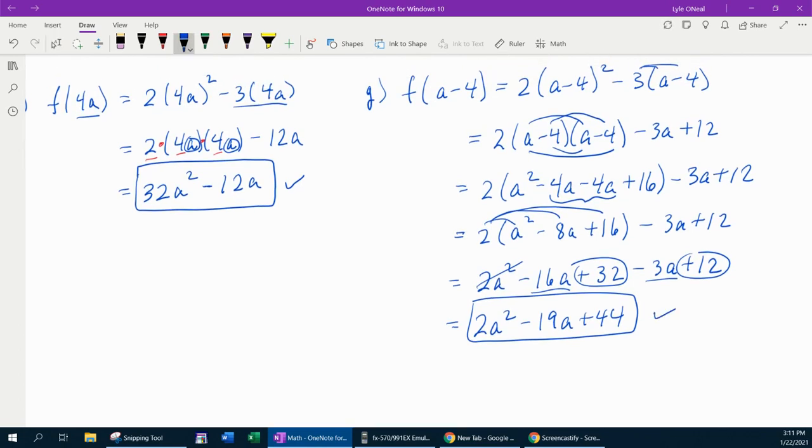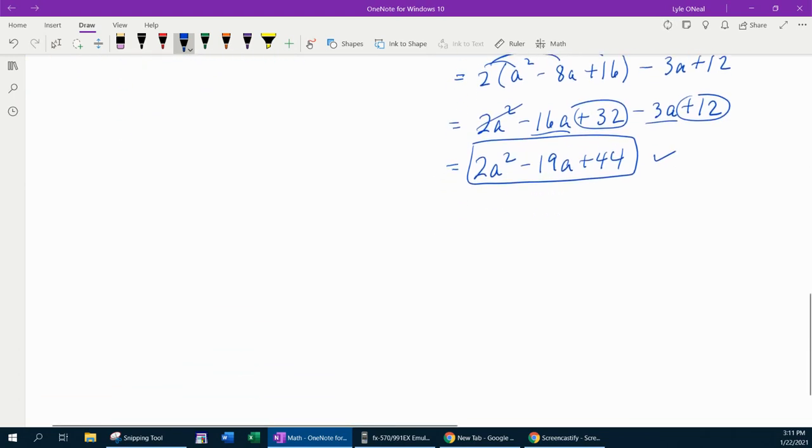And that's going to do it for evaluating functions. And we're going to move on and look at one more concept, and that's going to be graphing functions. We're going to look at how to graph functions. So the first example we're going to look at for graphing a function is number 39.